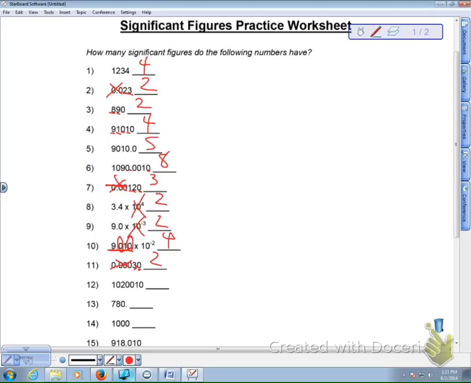In number 12, we start with a 1 and end with a 1, so they count, and everything in between, those count, but the end 0 does not, so there are 6. Careful with number 13. If you miss it, there's a decimal at the end here, so all those numbers will count, so there's 3. In number 14, there is no decimal, so it's just the 1 that counts. Only 1 sig fig.